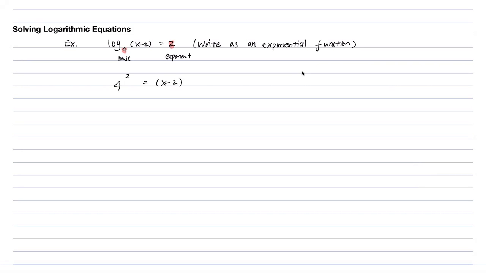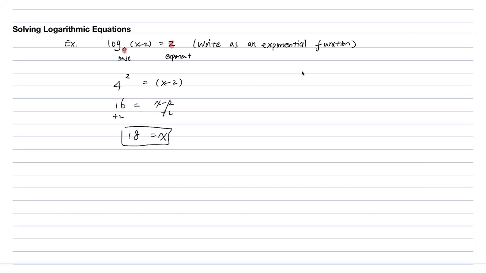All right, so we write it in the exponential function here, and now 4 squared will equal 16, equal to x minus 2, and then we add 2 to both sides. So we'll get x equal to 18. All right, so x is equal to 18 will be our answer for that.